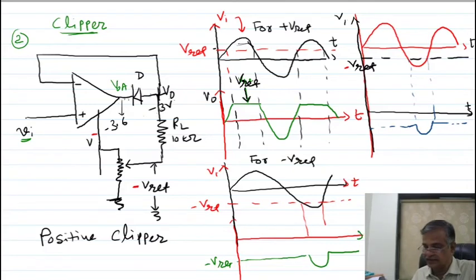So you can say that in a positive clipper, the portion of the input signal above the reference level is always clipped. See here, in plus you have given the positive reference, then this portion is clipped. Sir, I have given the negative reference, so above this level it is clipped. Can you see? Yes.